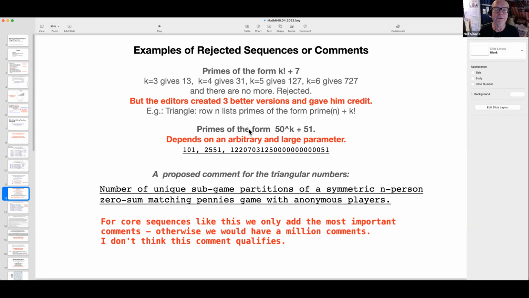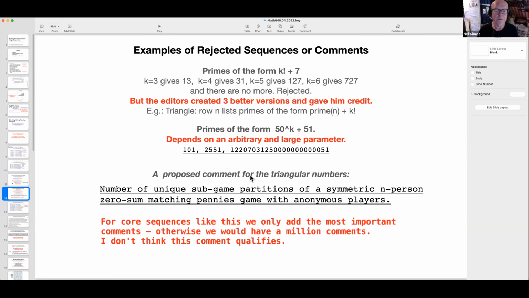Another sequence that was rejected was primes of the form 50 to the k plus 51. And we have a rule, you can't have a sequence that depends on a large parameter, like primes that begin 1, 2, 3, 4, 5, 6. That would be stupid. It has to be interesting. So that was rejected because it depends on a large parameter. And there were only 3 terms and probably no more. So yeah, we don't need it.